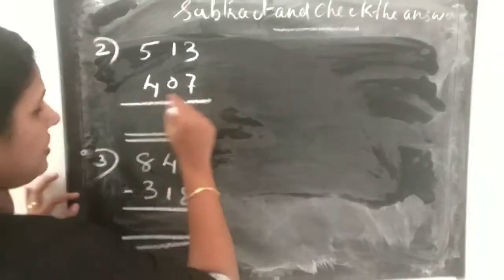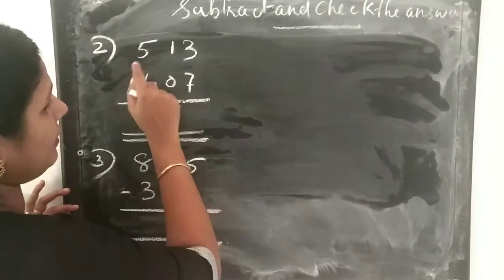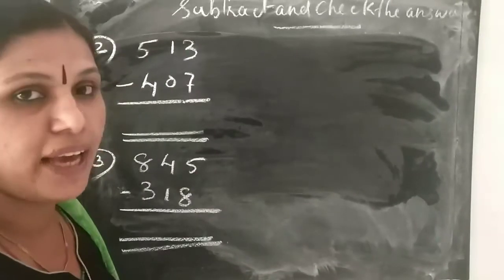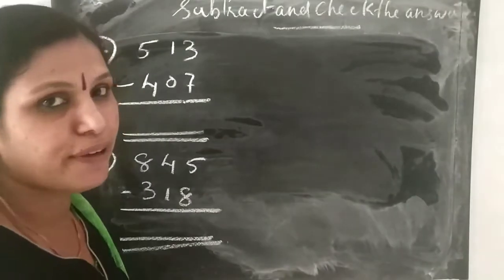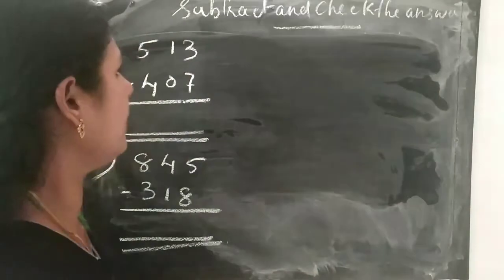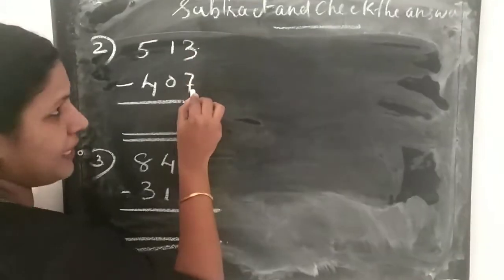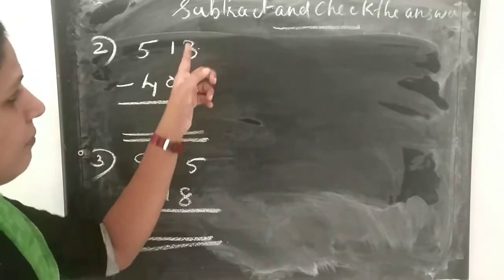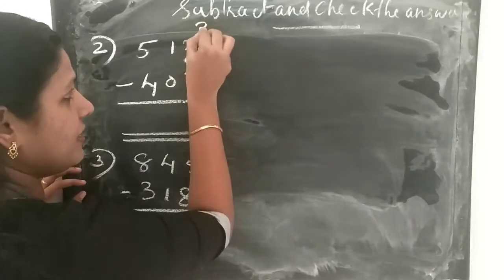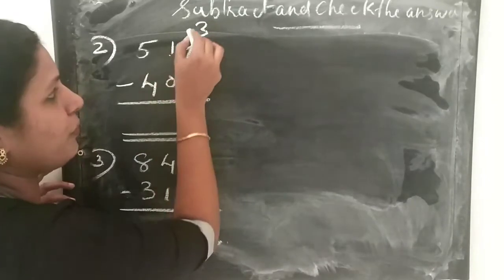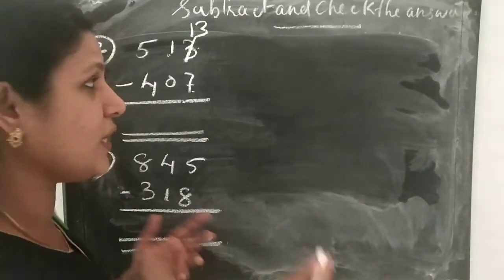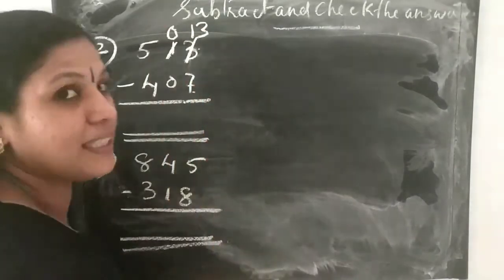So children, our next question, number two, is 513 minus 407. First we have to subtract and find the difference, and then we have to check whether it is correct or not. That is 3 minus 7. Can you do this? No. So we cut and write here 3, borrowing 1 from here. Now 1 minus 1 is what? 0. So here the answer is 0.